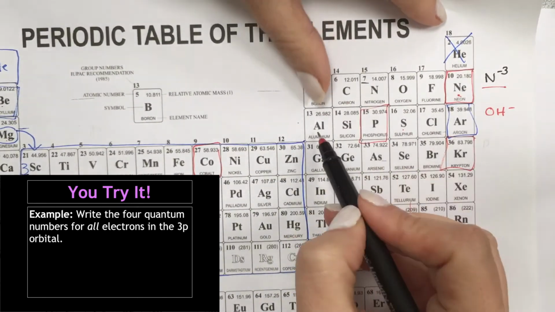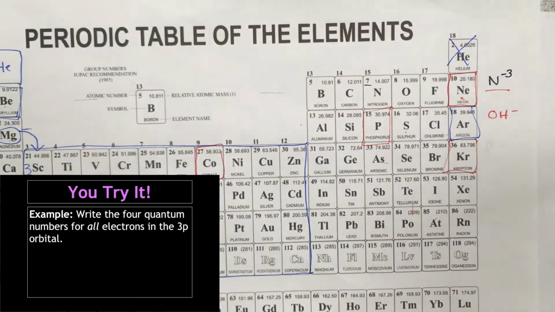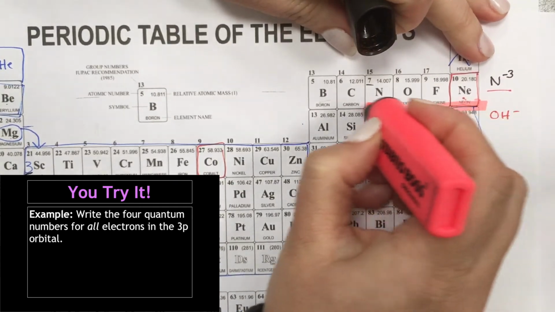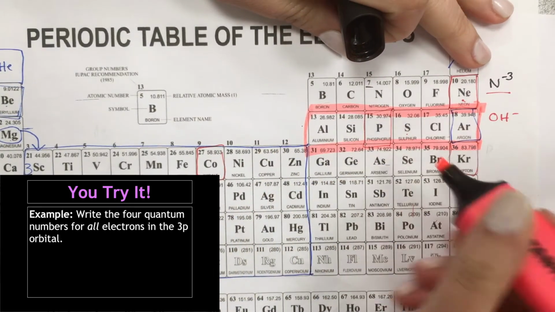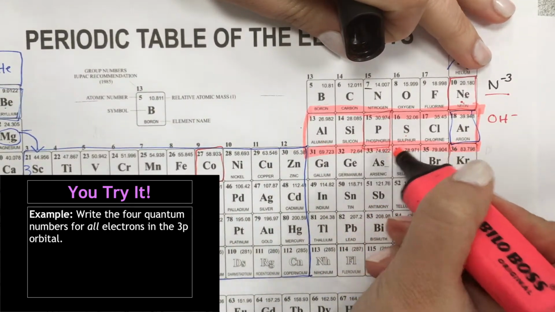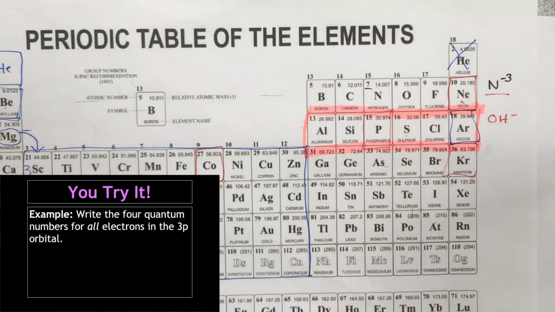Here's 2p, here's 3p. So we're basically looking at all electrons here. Okay, we're going to assign quantum numbers for aluminum, silicon, phosphorus, sulfur, chlorine, and argon. Okay, that's what we're doing.